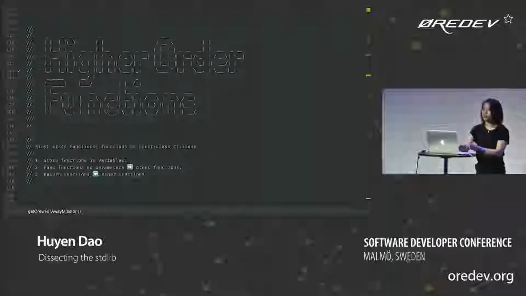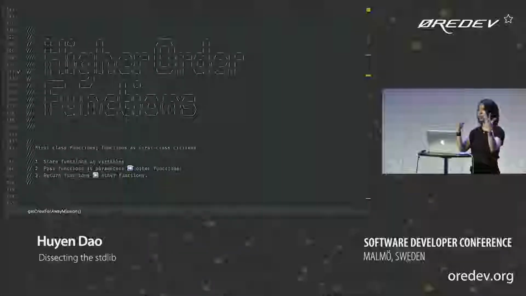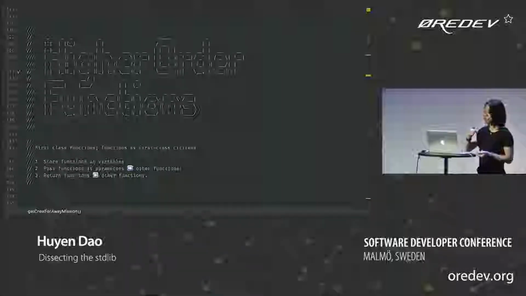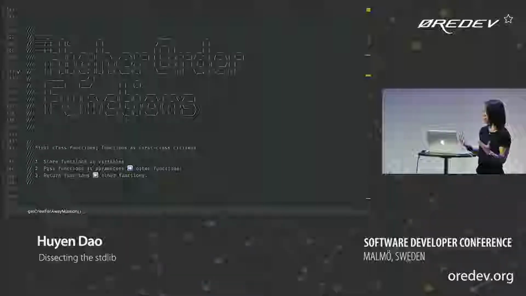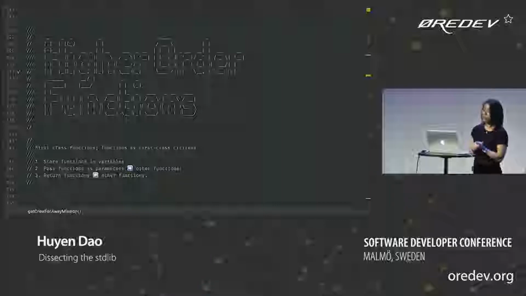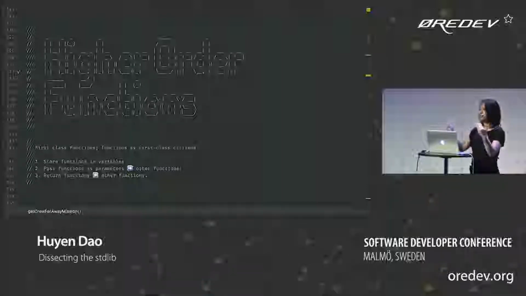Cool. All right. So perhaps some of you might have heard of higher order functions, and you might have heard that Kotlin treats functions as first-class citizens, or that they have first-class functions. So what does that mean? Basically that means that Kotlin allows you to, number one, store functions as variables. Number two, pass functions as parameters to other functions. And three, return functions as values from other functions.